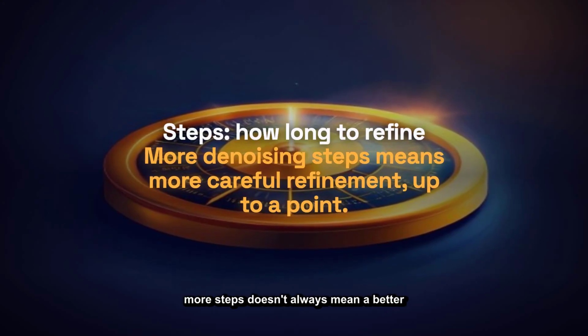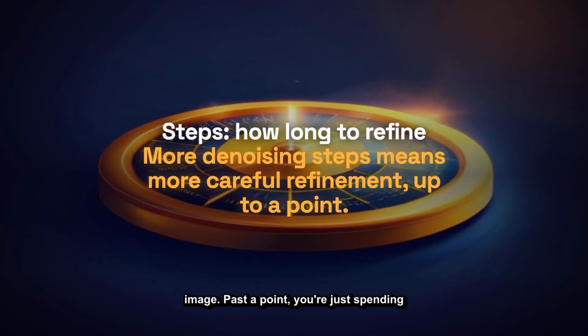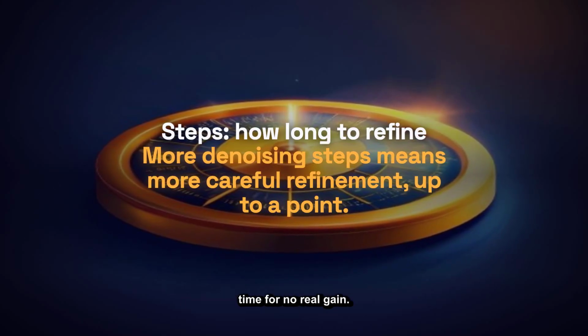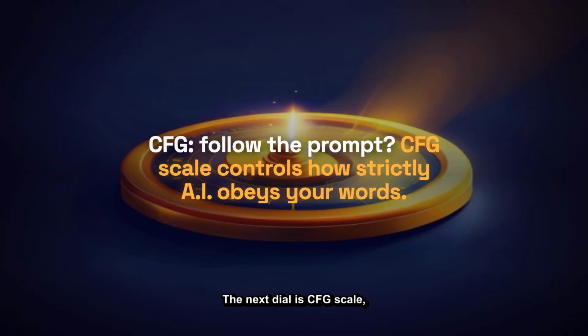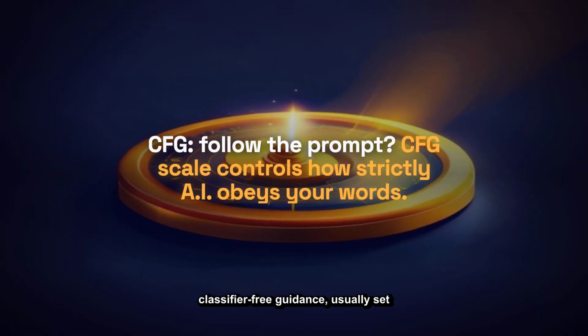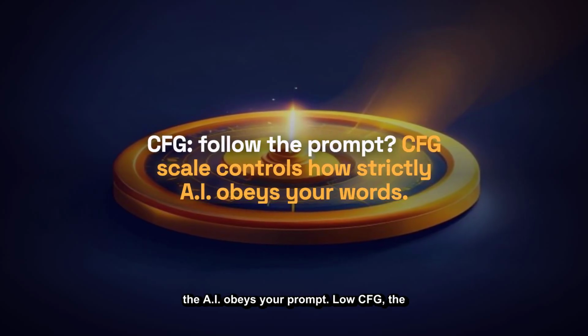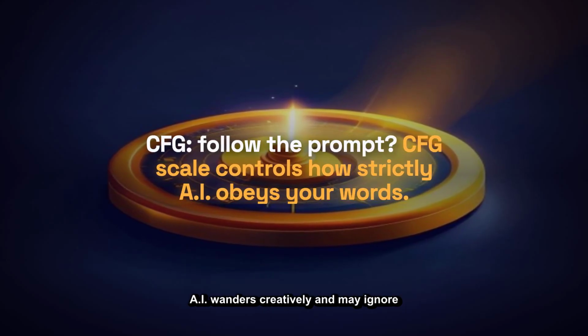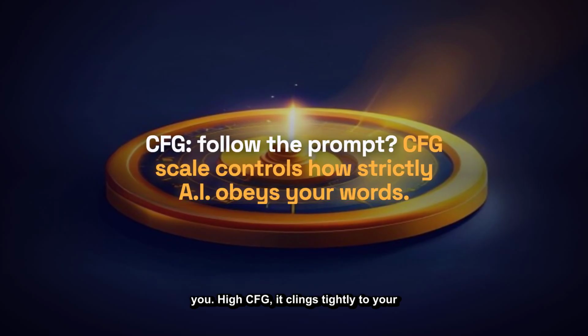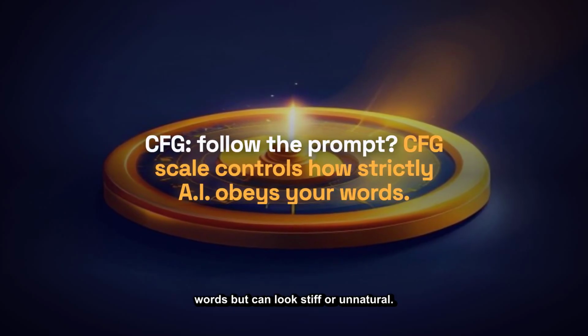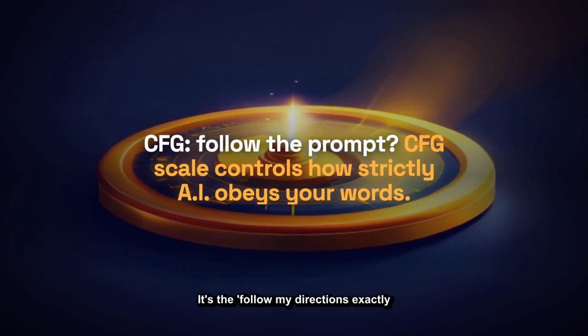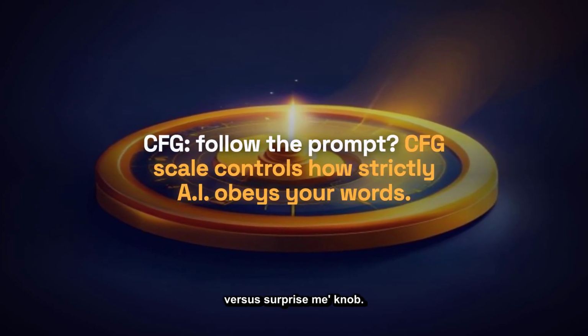But here's a myth to bust. More steps doesn't always mean a better image. Past a point, you're just spending time for no real gain. The next dial is CFG scale, classifier-free guidance, usually set around 7 to 12. It controls how strictly the AI obeys your prompt. Low CFG, the AI wanders creatively and may ignore you. High CFG, it clings tightly to your words but can look stiff or unnatural. It's the follow my directions exactly versus surprise me knob.